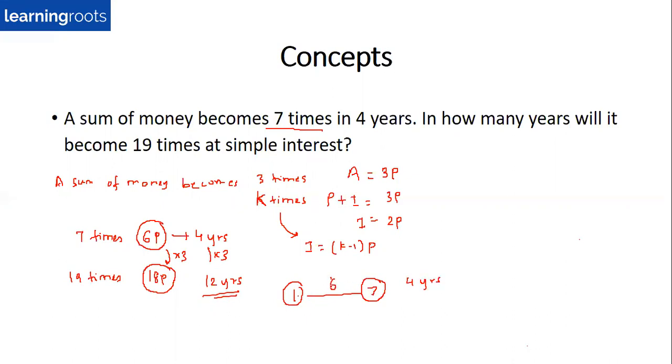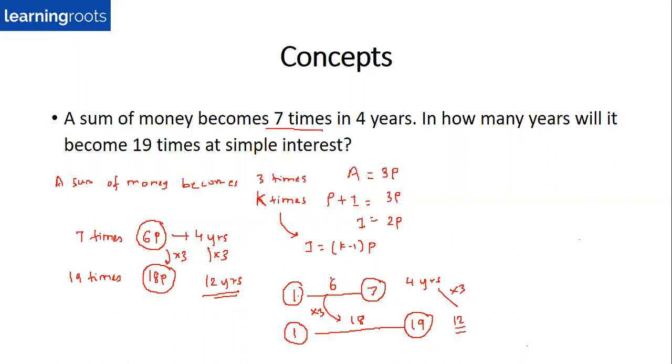It is 6. Okay. The question is, in how many years will it become 19 times? And this is happening at simple interest. Okay. So 19 times. So again, take the difference. The difference is 18. 6 into 3 gives you 18. So 4 into 3 will give you 12 as the time frame.